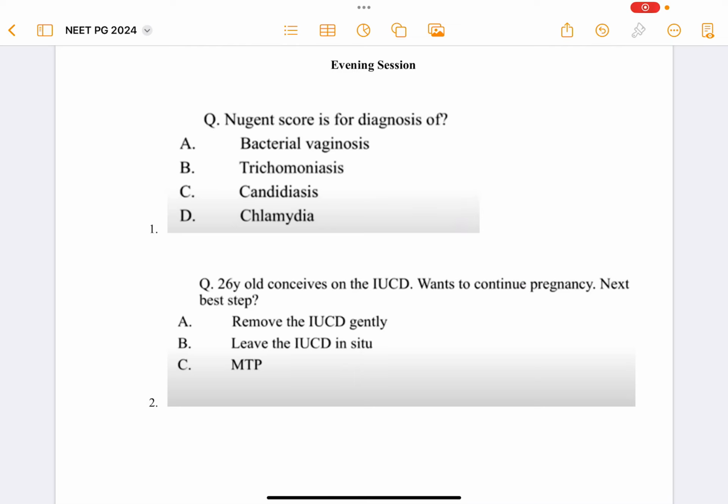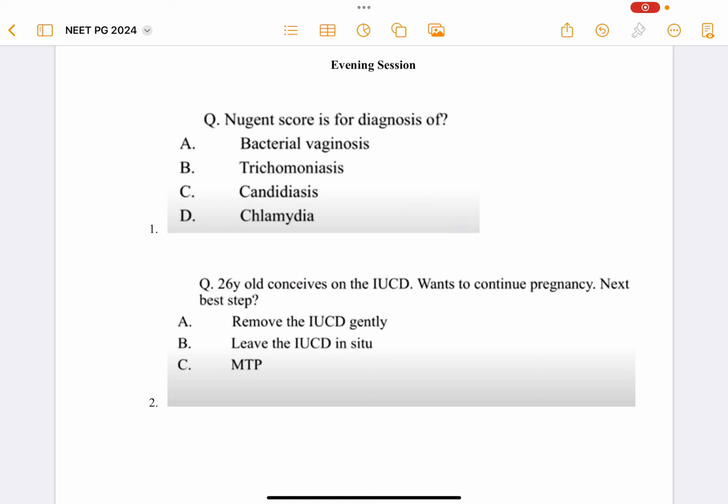Hello everybody, this is the second session, where we will be talking about the evening session of the NEET PG question paper which had come this time. First of all, I would tell you to please look into the first session, that is the morning session. Once you have listened to that and solved it, then come to the second session, because here we will be going a bit fast.